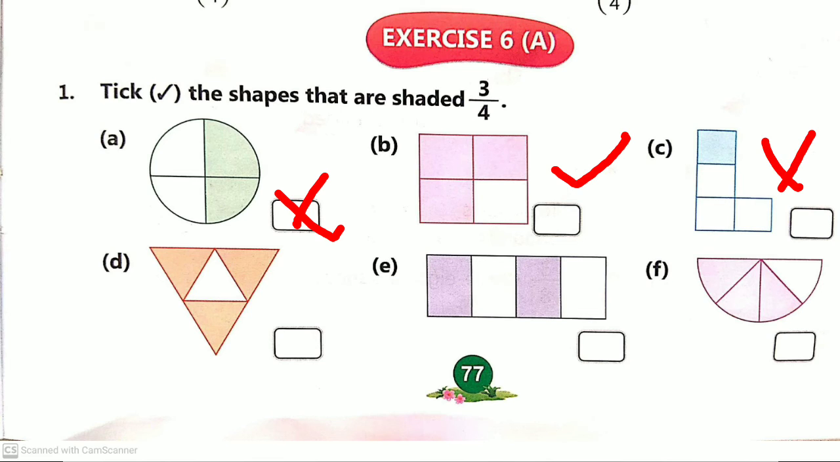Okay. Then D. In D, 1, 2, 3, 4. There are 4 parts, and out of 4 parts, 3 parts are shaded. So it is 3/4. Hence it is correct. Then E. In E, out of 4 parts, 2 parts are shaded. The fraction will be 2/4. So it is wrong. F. Out of 4 parts, 3 parts are shaded. Therefore, 3/4 is correct. F is right. Okay. So this is question number 1. Did you understand, children?